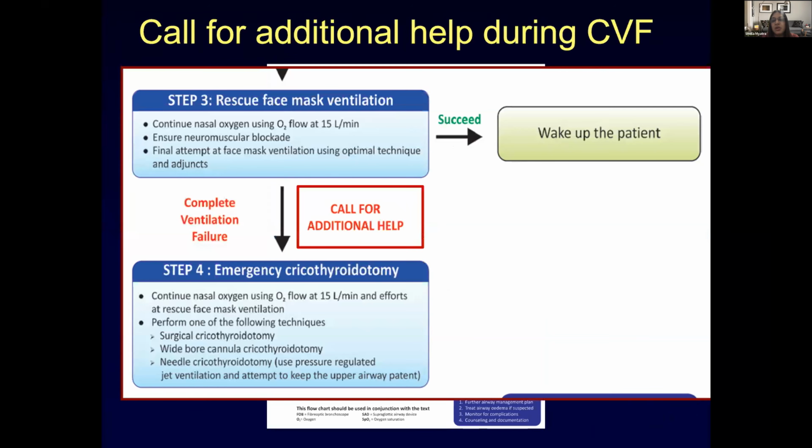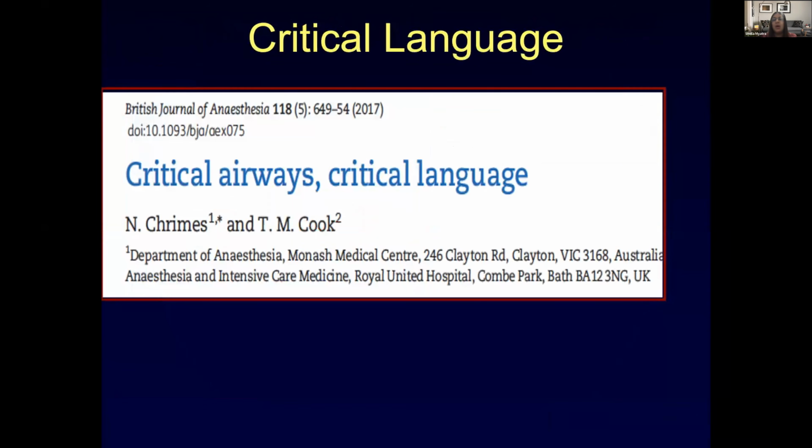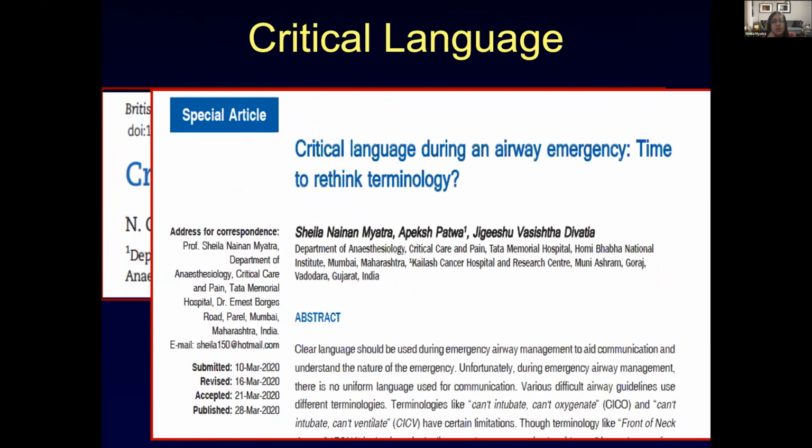So these are the additional points that I told you, calling for help. Now, one important thing is critical language. What is critical language? Critical language is the language that you use in an emergency. There's a very nice review that Nicholas Chrimes and Tim Cook have written, Critical Airway, Critical Language. And we recently wrote another editorial on critical language during emergency airway, published in the Indian Journal of Anaesthesia in March 2020. We have questioned whether it is time to rethink the terminology. It's very important that during an airway emergency, you should have uniform language. If I say something, you should understand that this is an emergency situation.